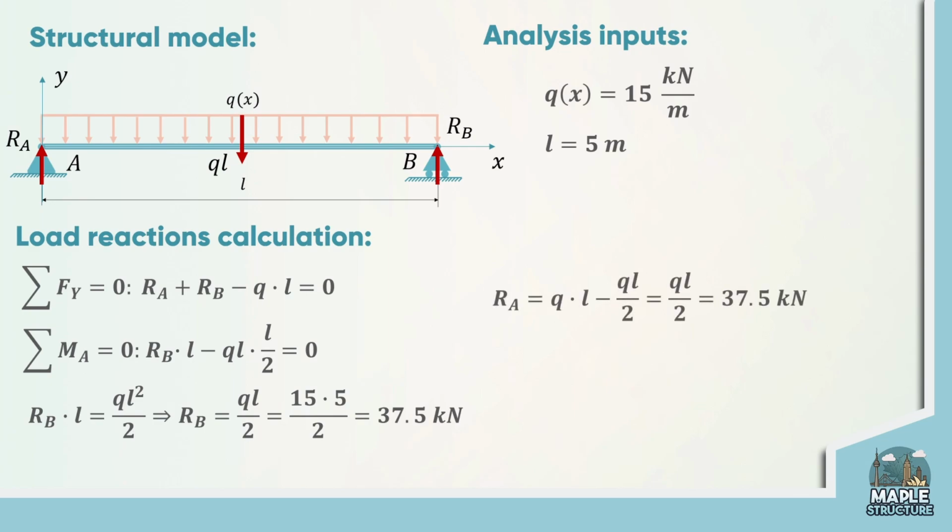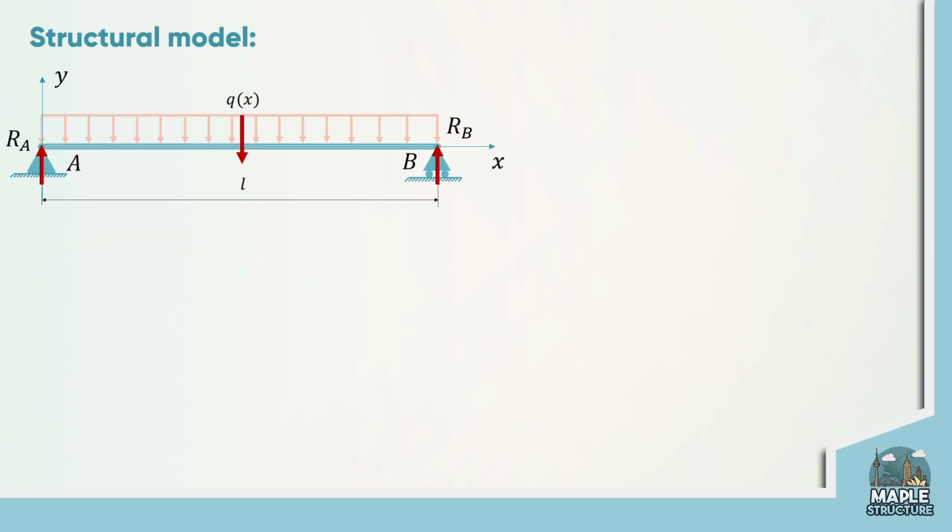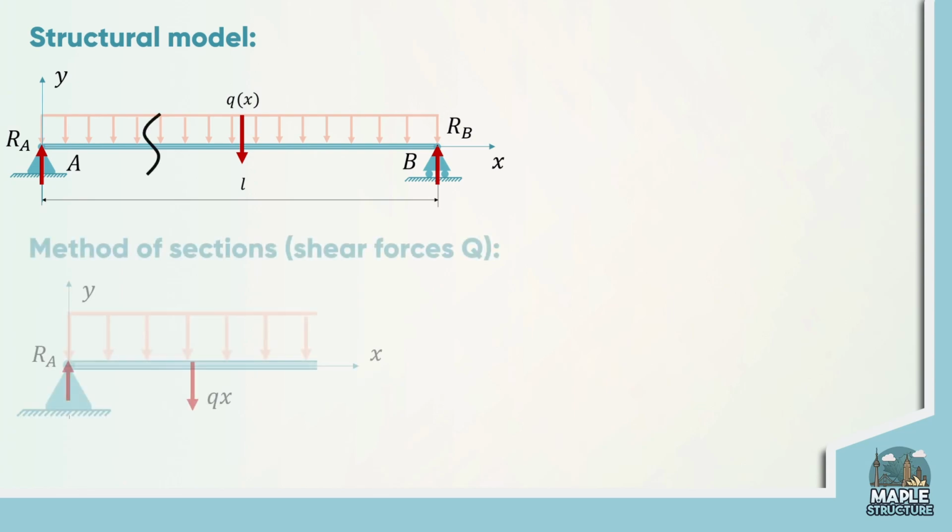So now that we have determined the unknown support reactions and their directions, we can proceed directly to finding the shear forces and bending moments. We will be using the method of sections, so we have to make a cross-section of our beam here or anywhere you want, and take a look at the left part of the beam. So let's assume the right end of our beam is point C.